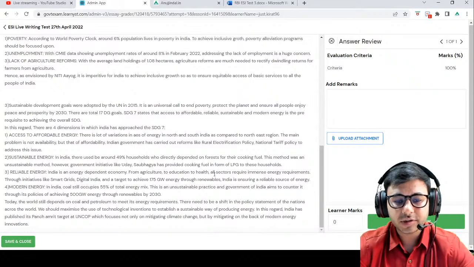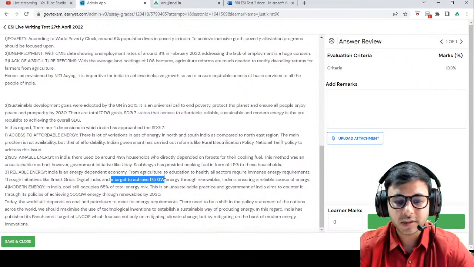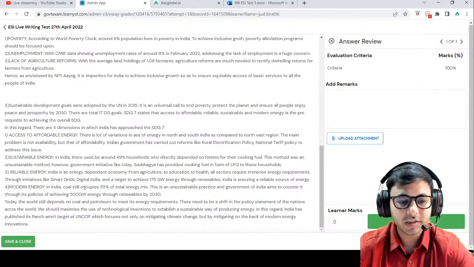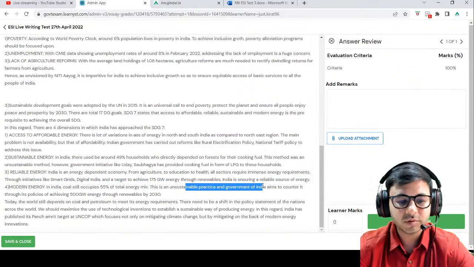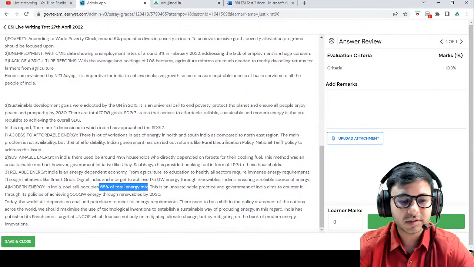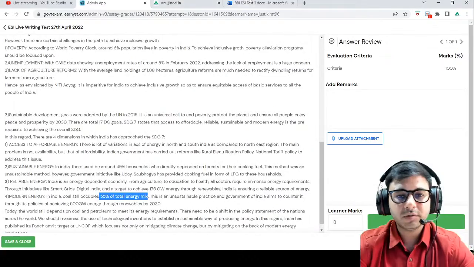From agriculture to education to health, all sectors require immense energy. Smart grids, Digital India target to achieve 175 gigawatt energy through renewables. Okay. Modern energy, coal still occupies 55% of total energy mix. Unsustainable practice and government of India aims to counter it. I think 55% is not right, it is more. It's somewhere around 65 to 70%. Okay, so this is what you have written.